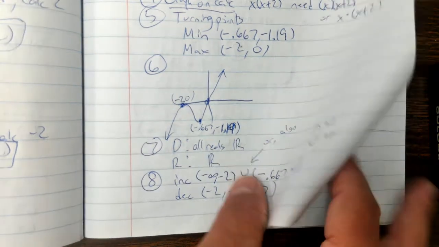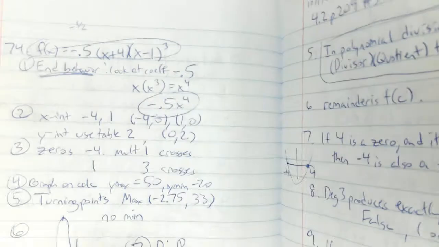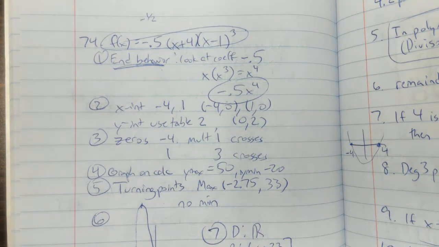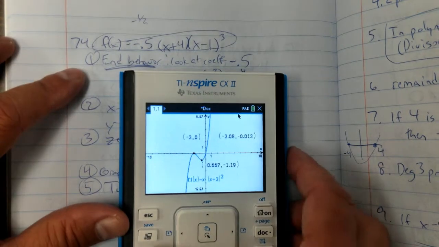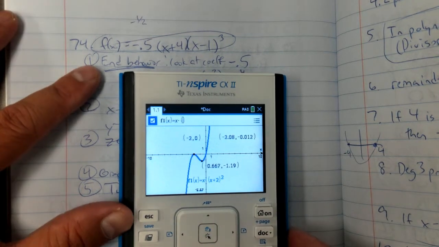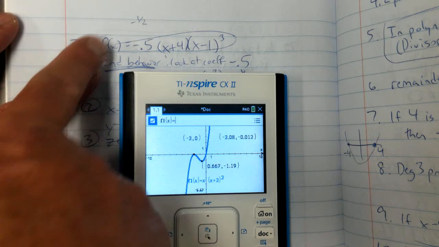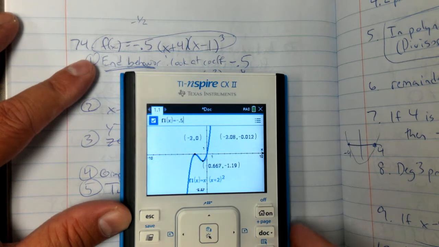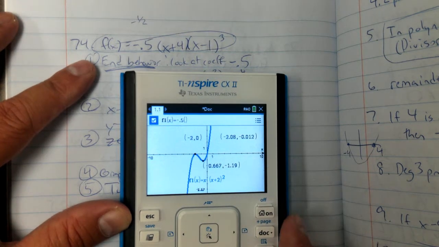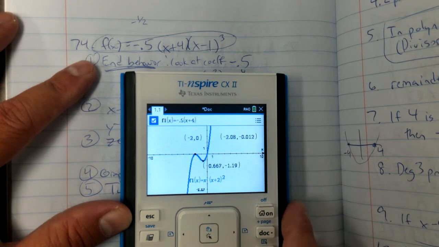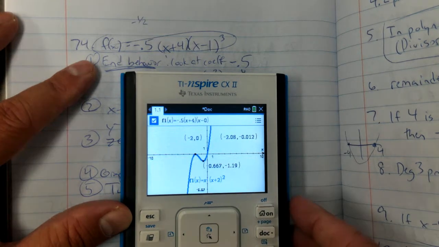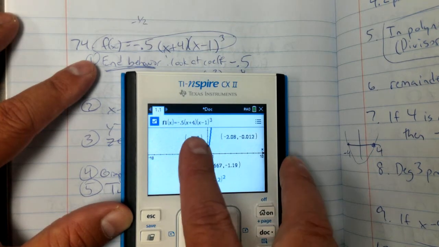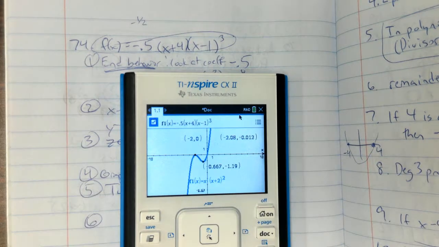Okay, last one. So 74, same idea as far as do all 8 steps. The first thing we do on this one is we put in -1/2. You can either put it as a fraction or as a decimal. I personally prefer a decimal just because it's easier to manage on parentheses. So we have -0.5 times (x plus 4) times (x minus 1) to the third.